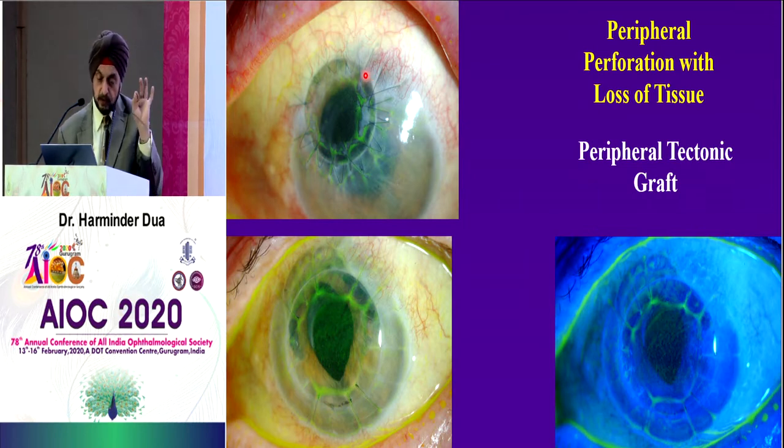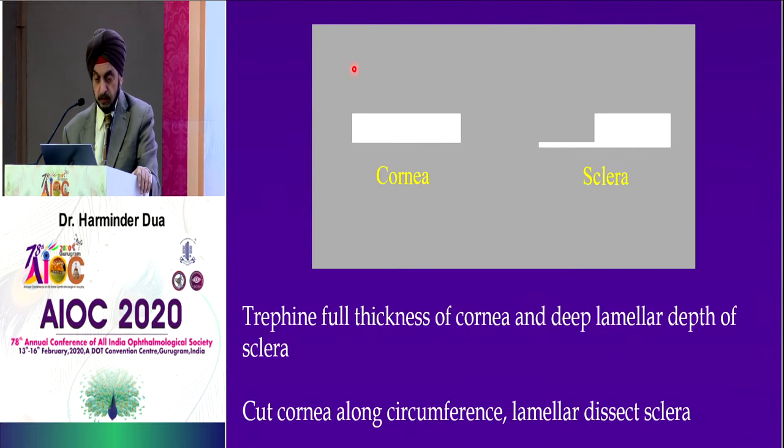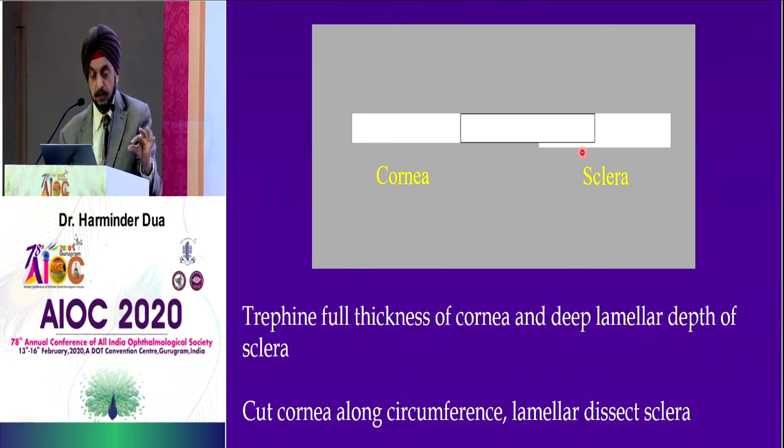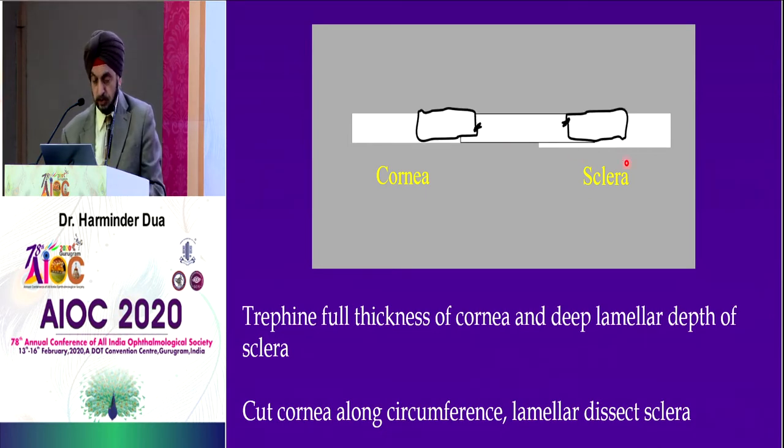with the endothelium intact, the donor button, 4 millimeters or 5 millimeters, then rests in that, like you see over here. So this is your scleral side of the trephination. This is the corneal side of the trephination, and you bring the whole cornea and you put it in like that. And because the sclera is thicker, usually it will fit in, and then you stitch it into place.